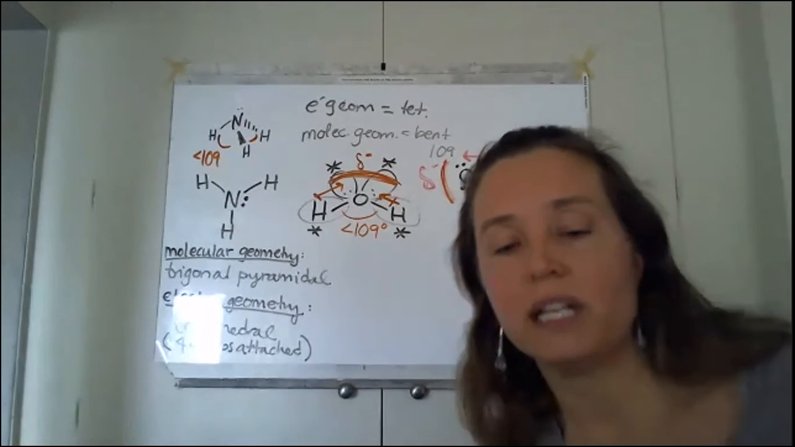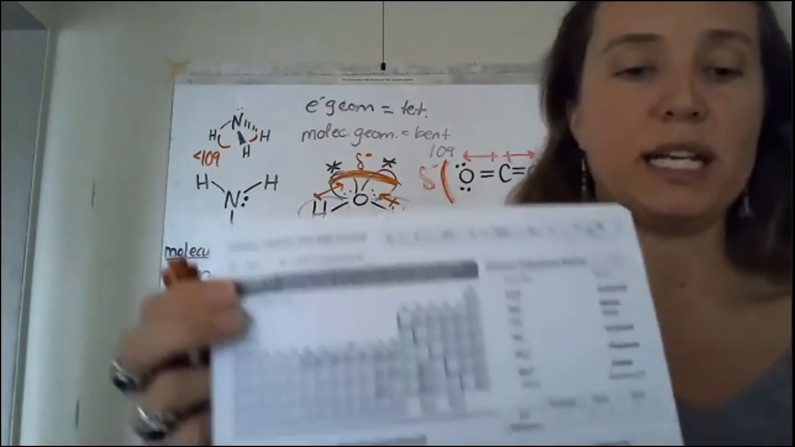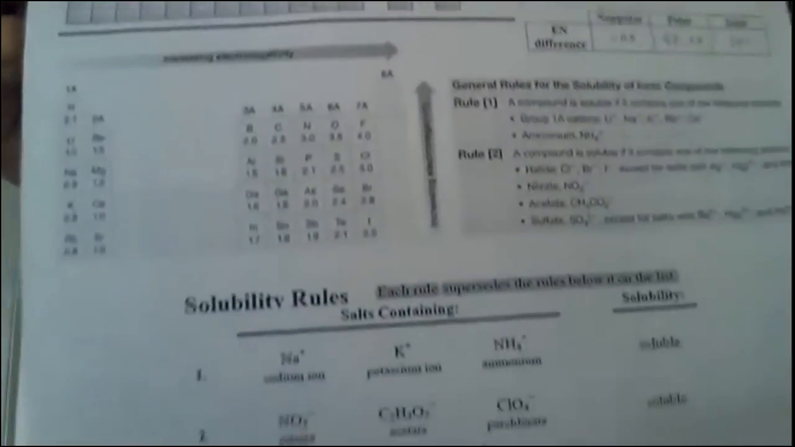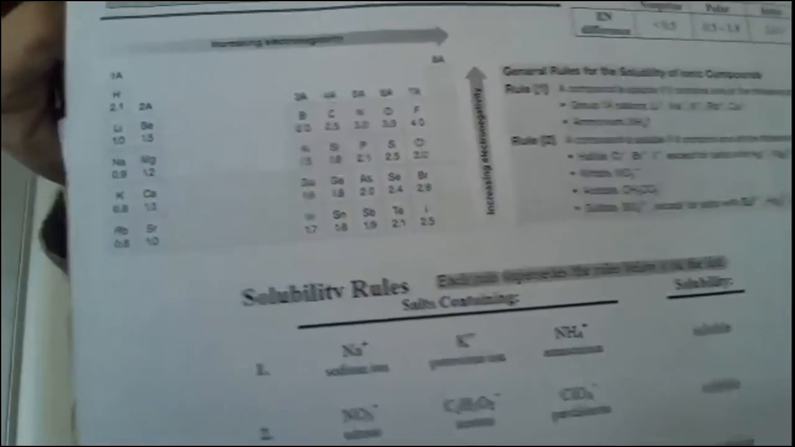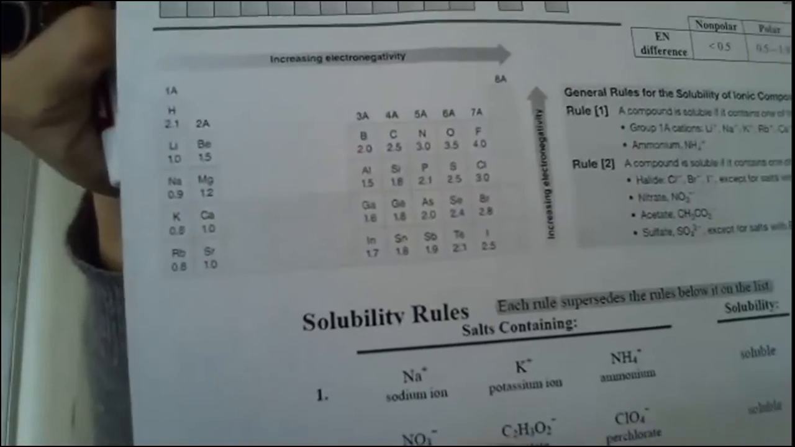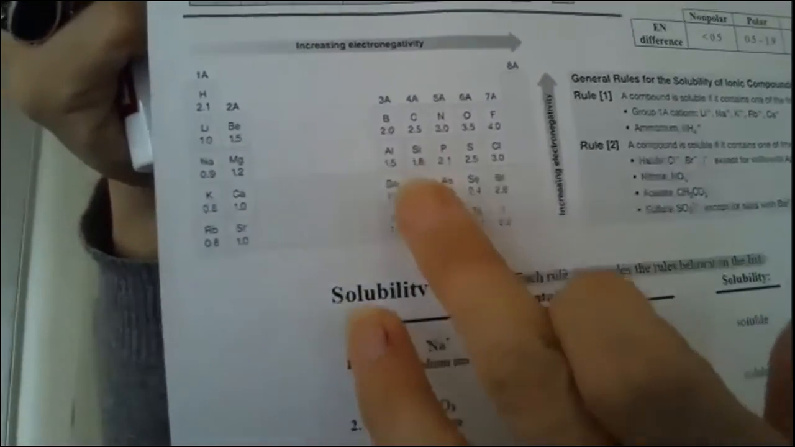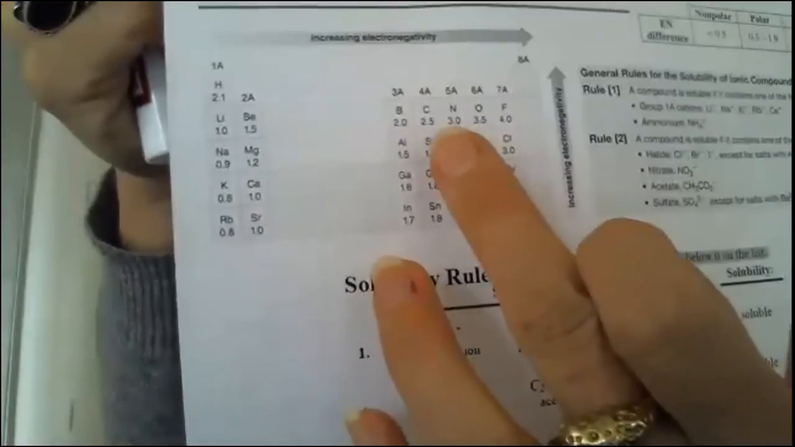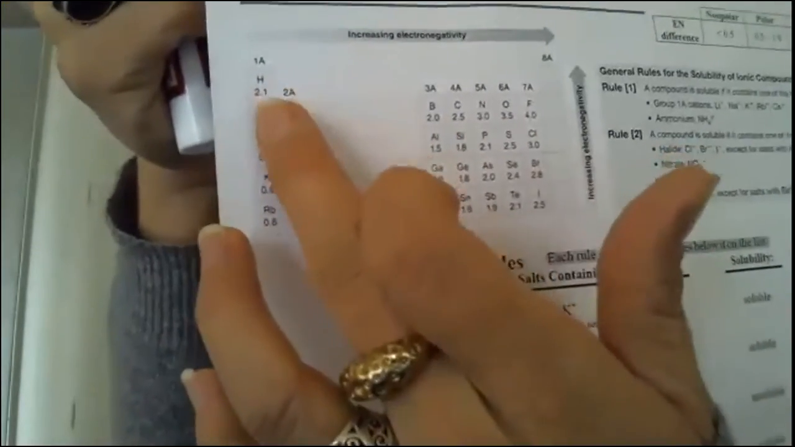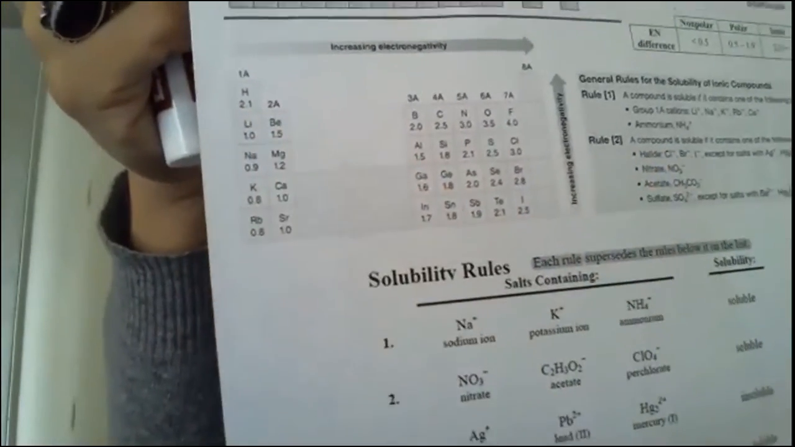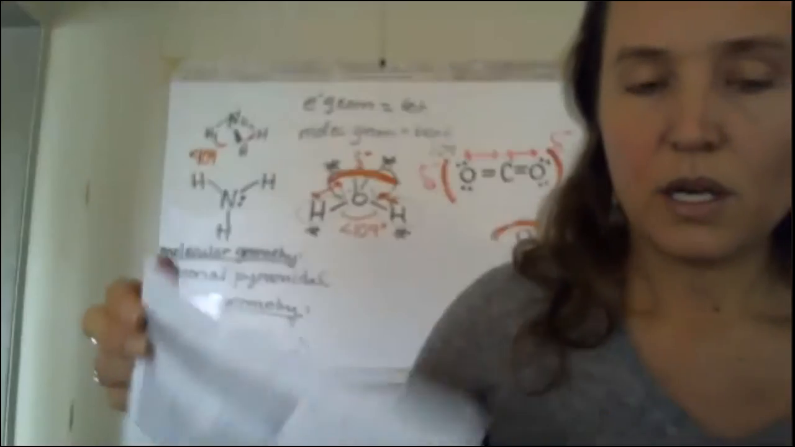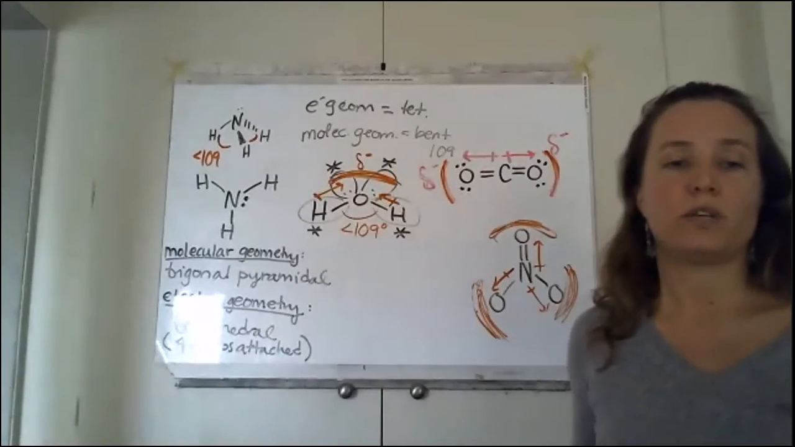So yeah, you look at the electronegativity chart. So the question is, does ammonia, NH3, have polar bonds? And you're looking at the electronegativity chart to see the electronegativity of nitrogen, which is 3 point something, and hydrogen. So it is polar because it's 0.9. Yeah, the bonds are polar.